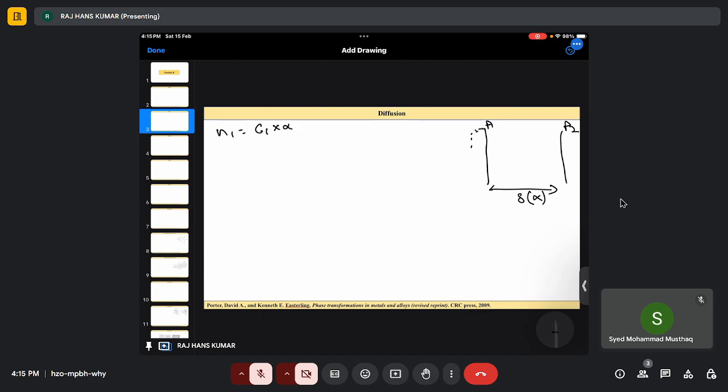Suppose I take this as my volume, this is my area, right? Area times alpha, right? Number of atoms jumping from here to there, J1 to J21, right? So N1 is C1 times alpha, then N2 is C2 times alpha. Now N1 minus N2, right? So that will be C1 minus C2 times alpha. Now what is C1 minus C2? We can write it in differential form, or you can just derive it from the Taylor expansion.